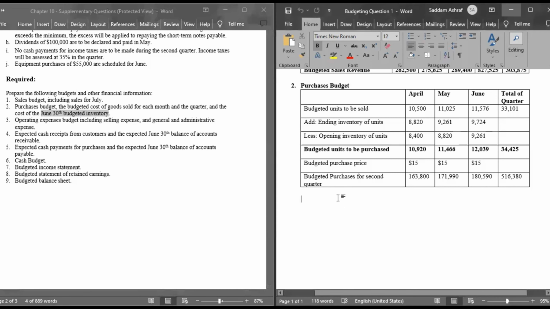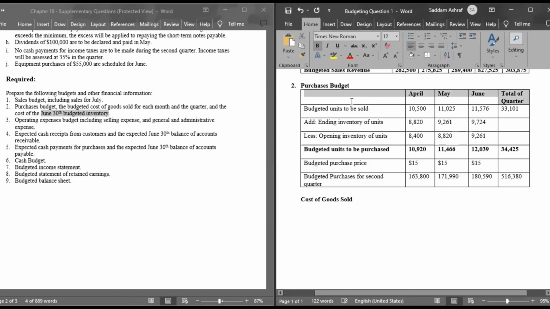First of all, we have calculated the purchases budget and we came to know that the budgeted purchases for April will be $163,800, for May 171,990, and for June 180,590, and the total of quarter purchases will be 516,380. This is the estimation of the goods we need to purchase to fulfill our sales volume. Next, we need to calculate cost of goods sold.